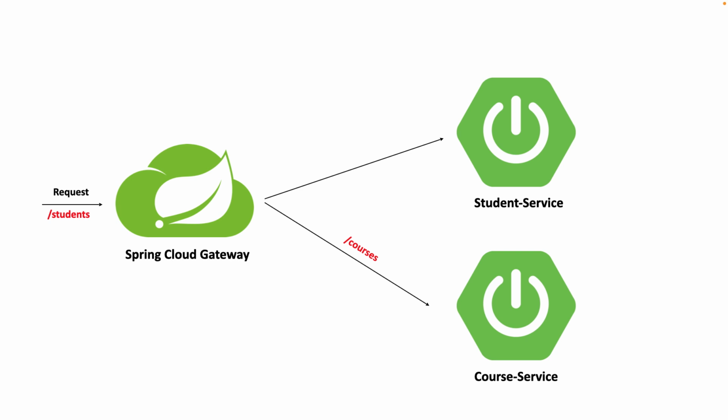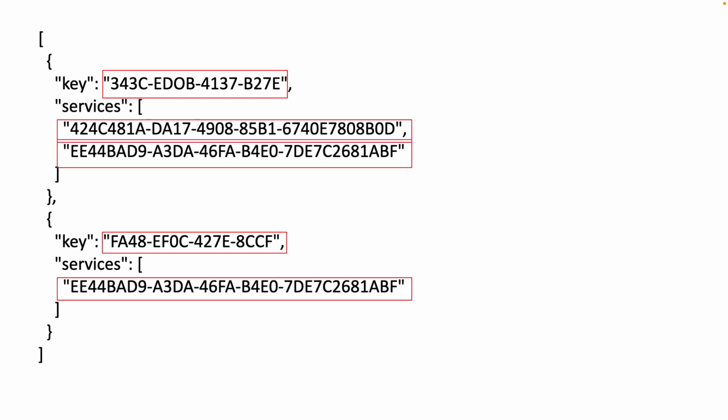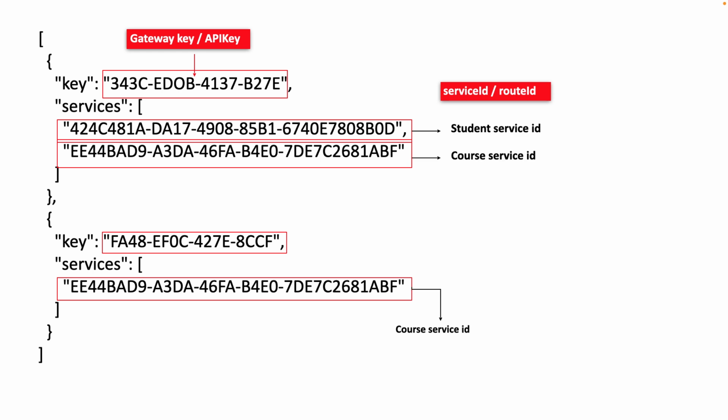Now let's understand how we can authenticate and authorize an incoming request using the API key mechanism. We'll use something like an API key and service ID mapping. If you can see this JSON structure below, I have defined a key, and with that key we mapped multiple services here. So you can consider this key as an API key or gateway key, and these are service IDs or route IDs which will be unique for each microservice.